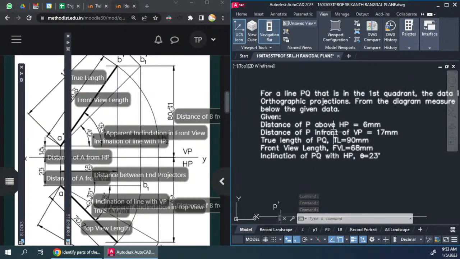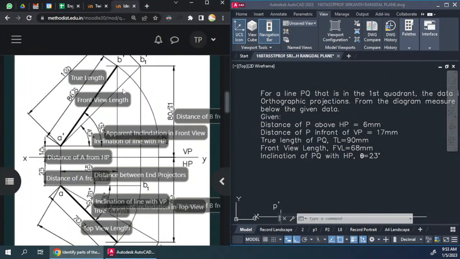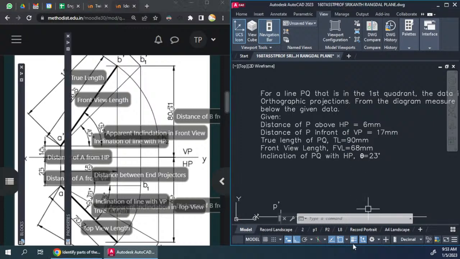Now we have been given the true length and front view length, and true length and theta both are known, so we can directly draw this line over here, a dash b1 dash. So here that's going to be p dash q1 dash. Right, so let's go ahead and draw that. For that we have to turn off ortho mode. We should keep the dynamic input mode on.